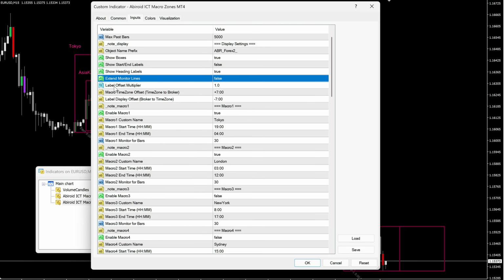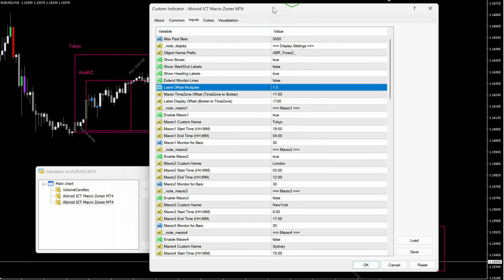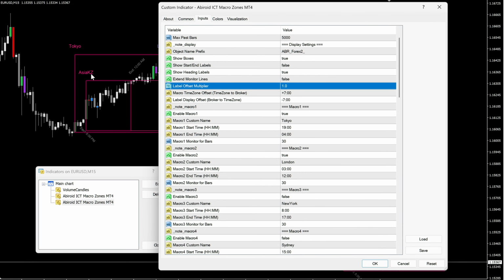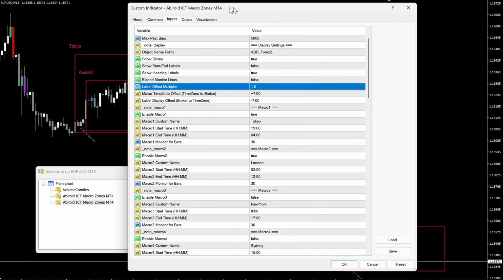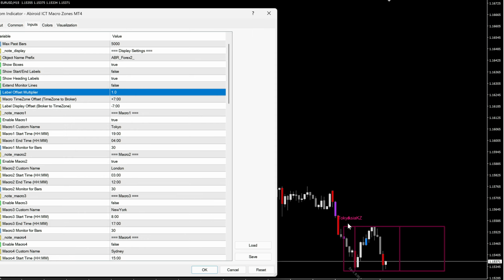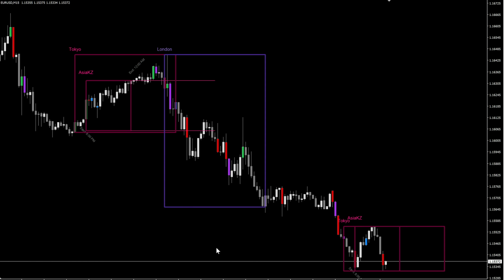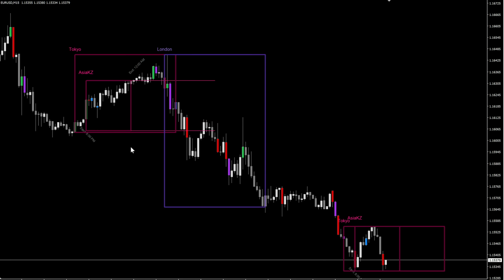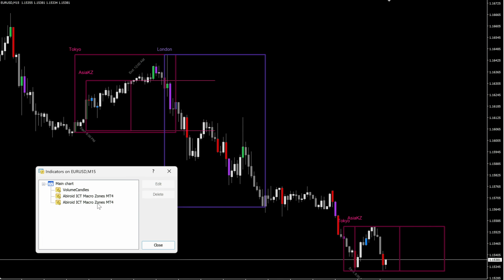And next up we have this label offset multiplier. So these labels will be drawn right when this box starts, and sometimes if you have a similar start time, these labels might overlap each other, like right here. So for one of the indicators you can set the offset multiplier to maybe 0.5, and the other one you can set to 1 or 1.5, something like that, just so that the labels won't overlap one another.